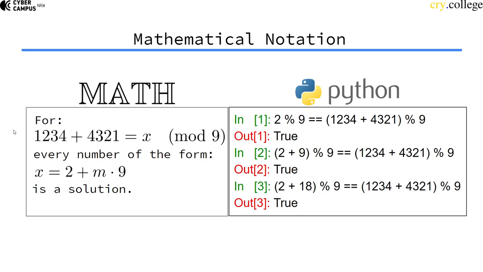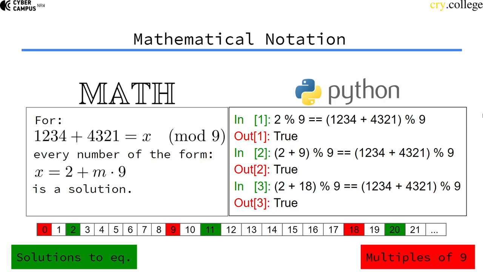So actually this equation here doesn't have one solution, it actually has infinitely many solutions of this form. But what is the correct solution then? Here I made a number line, so you can see the multiples of 9, so 0, 9, 18, and the possible solutions, which is 2, 11, 20, just everything that's 2 away from a multiple of 9.